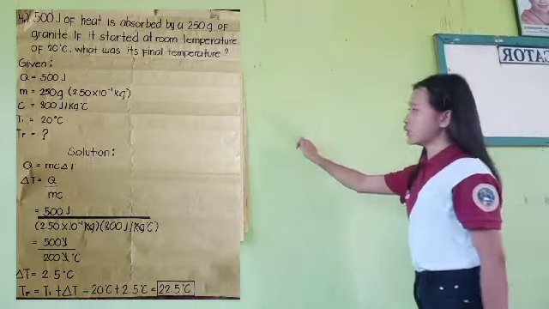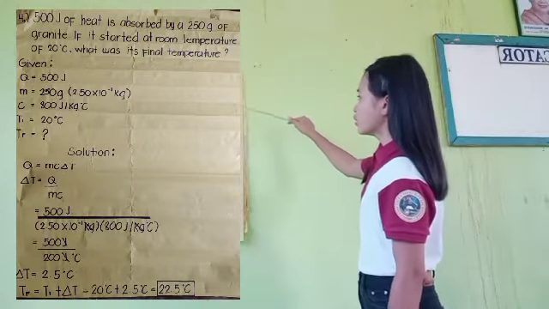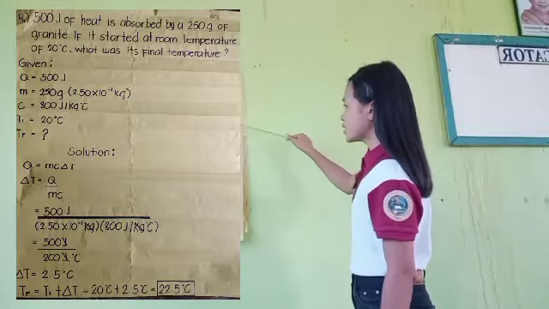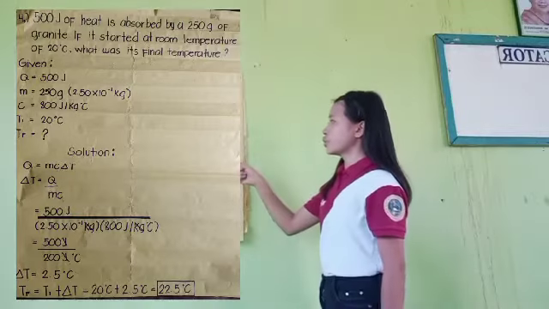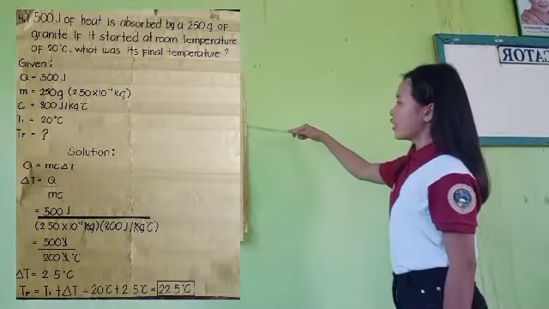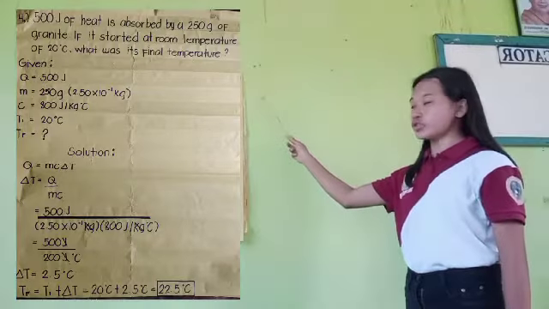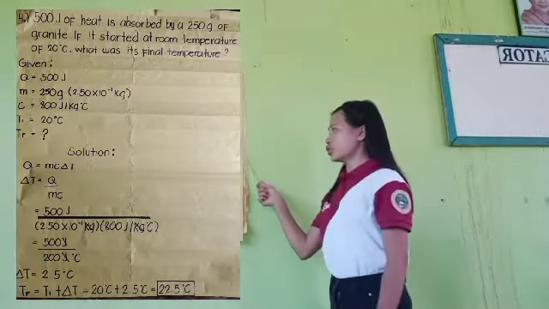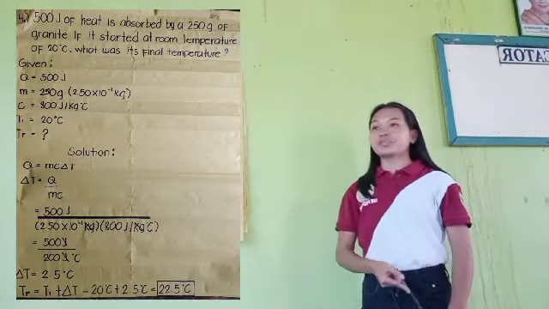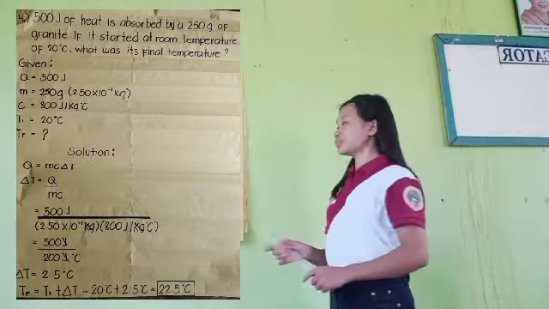So, still let us look for the given. Given heat absorbed: 500 joules, the mass 250 grams or 2.50 times 10 to the power of -1 kilograms. Its specific heat 800 joules per kilogram degree Celsius. Initial temperature 20 degrees Celsius, and the unknown in the problem is the final temperature. So let us find its final temperature.